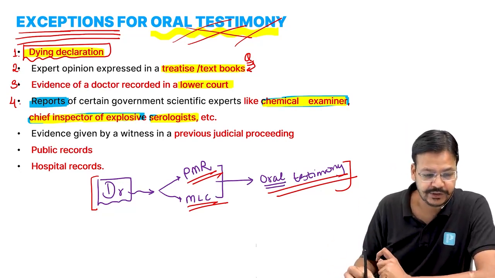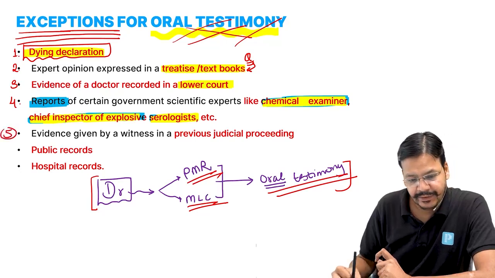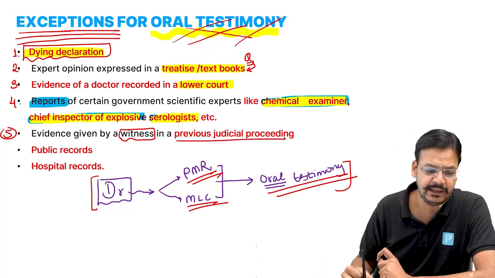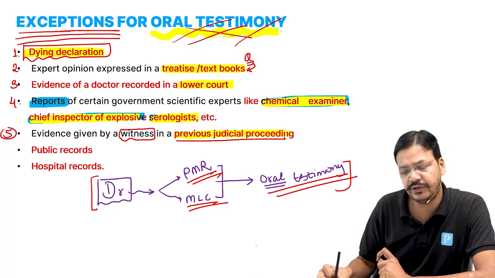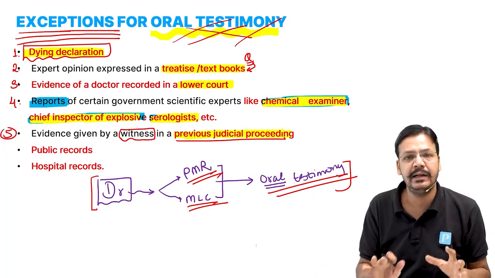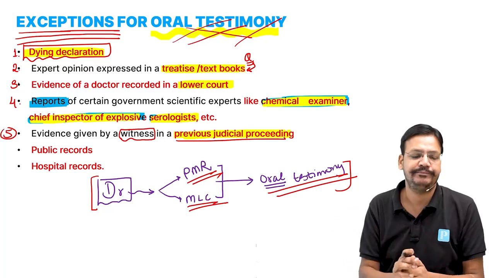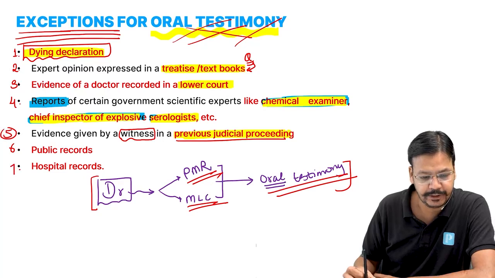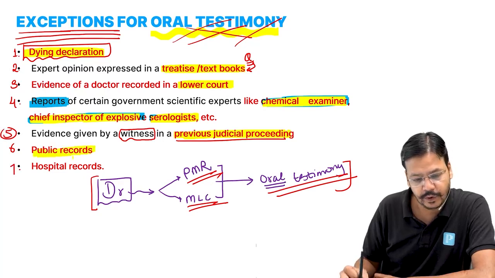Number 5 condition: evidence given by witness in previous judicial proceedings. Sir, if a witness gives evidence in a previous judicial proceeding, that will be considered as it is in the next proceeding. Number 6, very, very important: public record and hospital record.